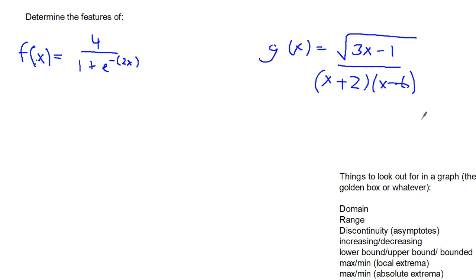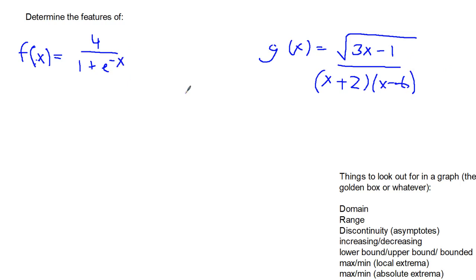Page 3, determine the features of f of x equal to 4 over 1 plus e to the negative 2x. I kind of regret doing this because this is a hard function. I'm gonna make it a little easier because I don't want to do this. Let's make it easy, right?